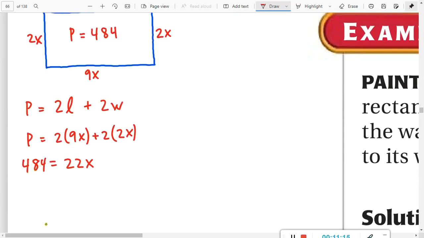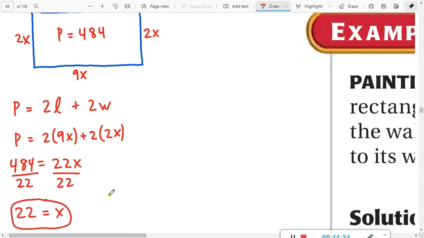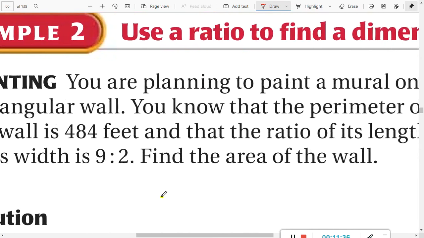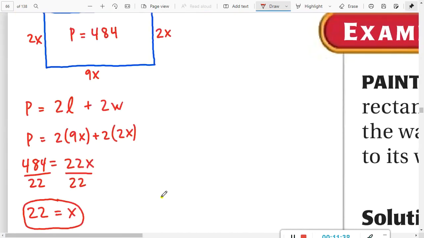Now solving for x, we divide both sides by 22. 484 over 22. On the calculator, I get x equals 22. Now that's not quite what they asked. They wanted to know the area of the wall. So let's see. x is 22.